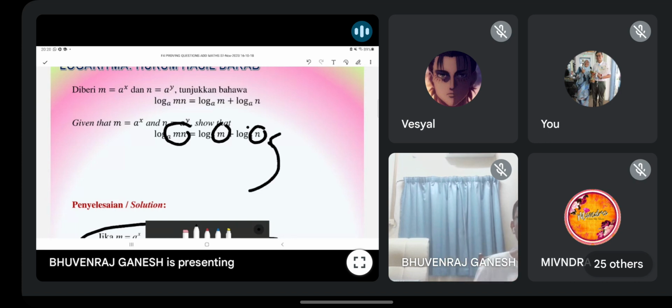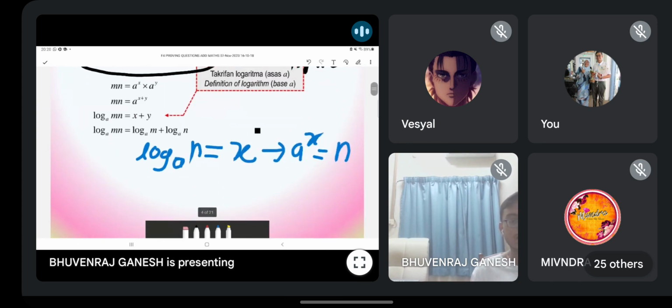Okay, don't do like that. Use exactly the same symbol. If not, very confusing. Pemeriksa pun tak tahu. Okay. So yeah, this is for this question.